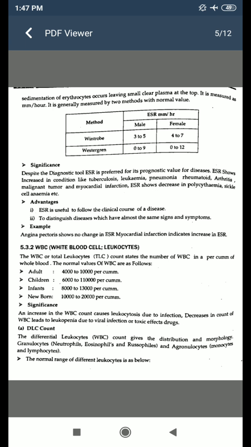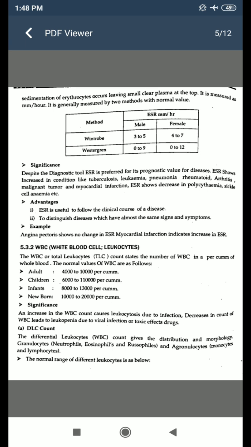Then color index. Color index is defined as the relative amount of the hemoglobin present in the single RBC. Color index is equal to the Hb percent divided by the RBC percent. The normal color index is 0.85 to 1.15. Significance: if color index is less than 0.85, it indicates hypochromic anemia. If color index is more than 1.15, it indicates hyperchromic anemia.